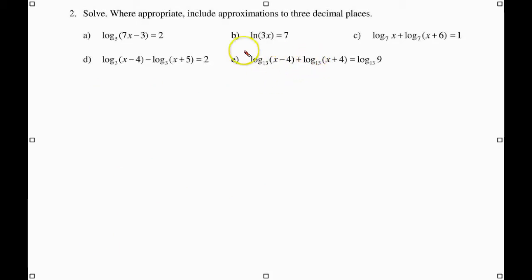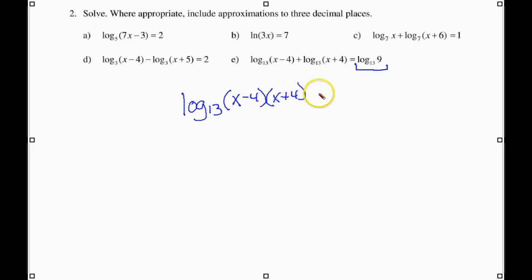And here we went along very well, but now this one's done a little differently. This is not just like a regular number here. This is a log, but you do it in a similar way using your algebraic skills. Log base 13 of x minus 4 times x plus 4. If you recall, these are conjugates. This is going to equal the log base 13 of 9.